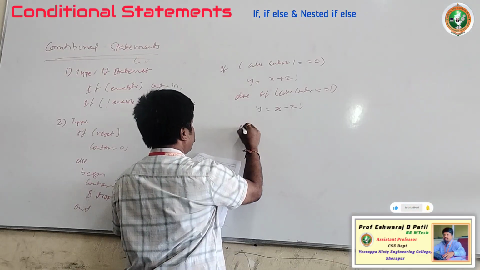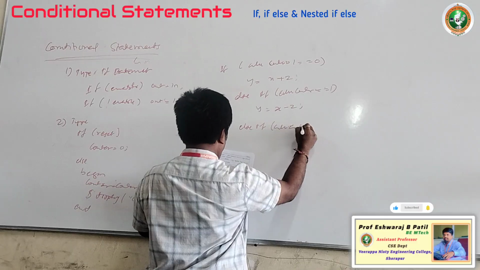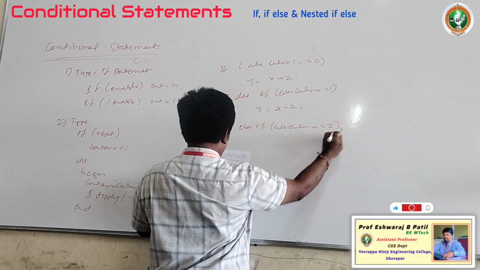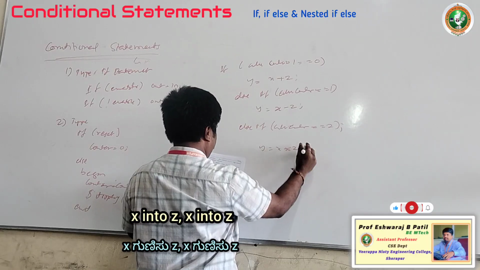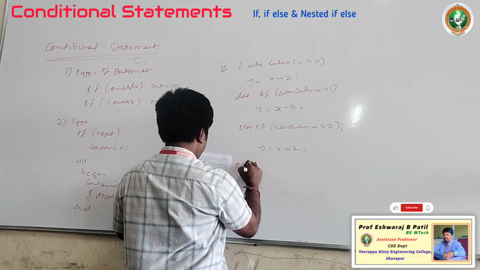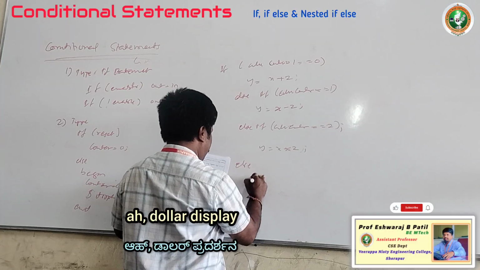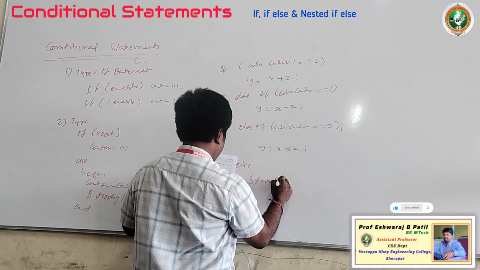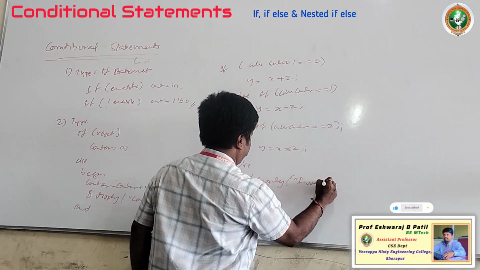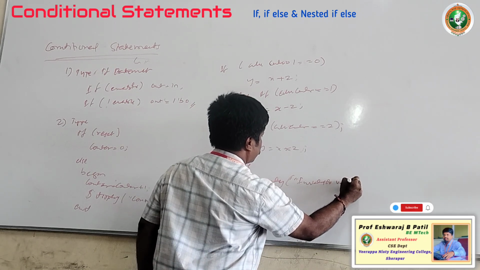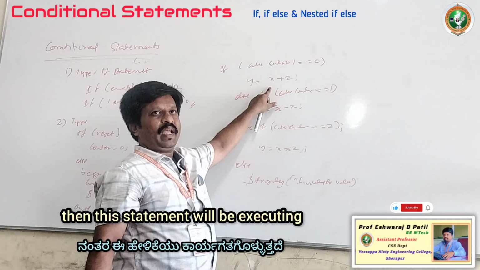Else if ALU control is 2, then it has to execute y equals to x into z. Else it has to display the value as the dollar display, as the invalid values. If ALU control equals to 0, then this statement will be executing.